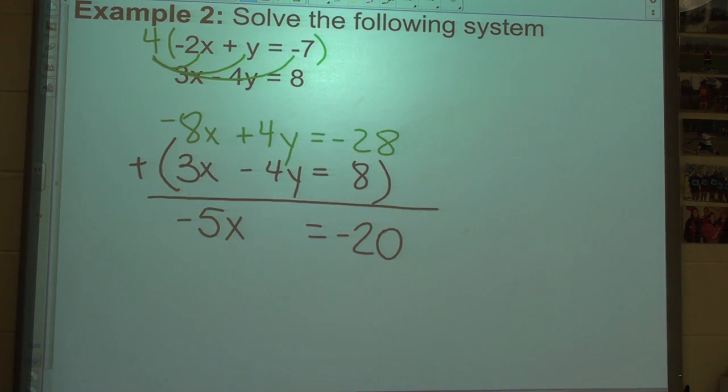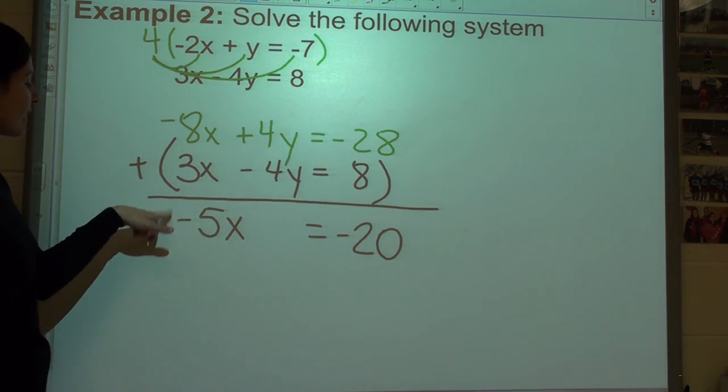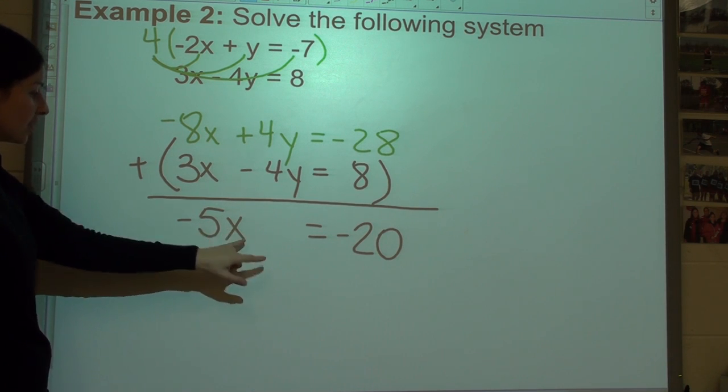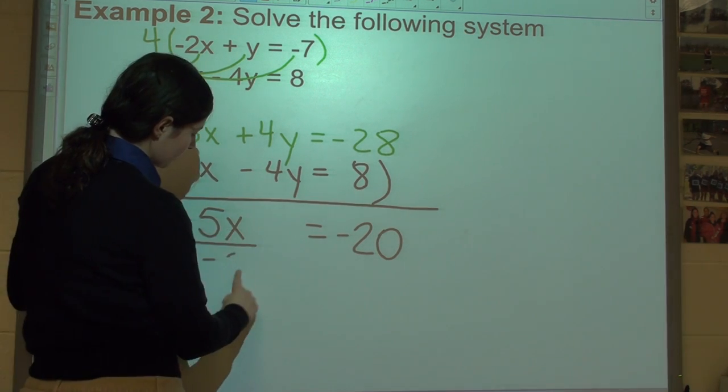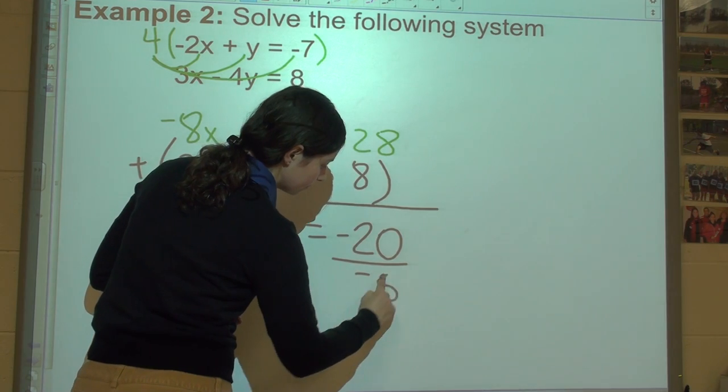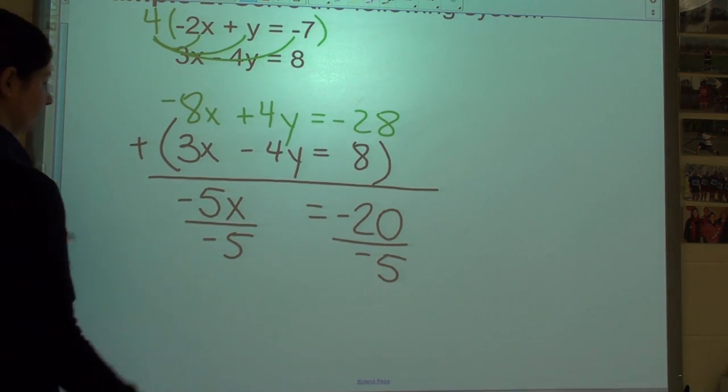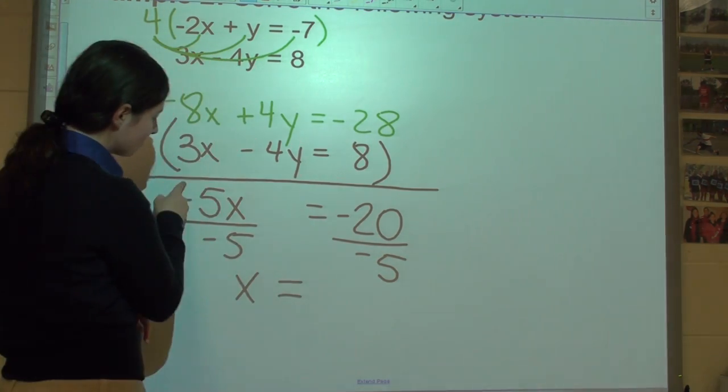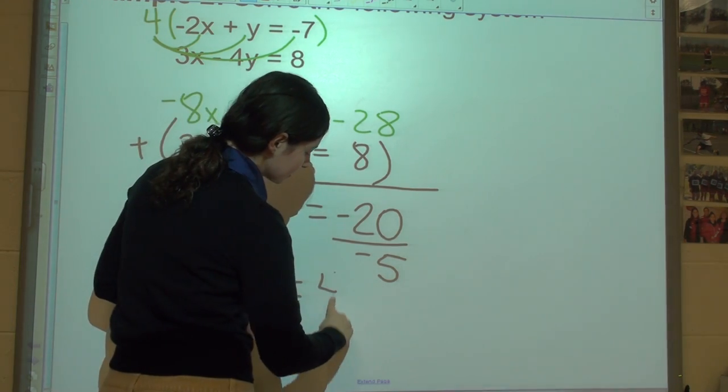So the next thing we need to do is get x by itself. So we've got negative 5 times x, that's what this means. So we're just going to divide both sides by negative 5. When I divide both sides by negative 5, my negative 5's cancel out, giving me x equals 4.